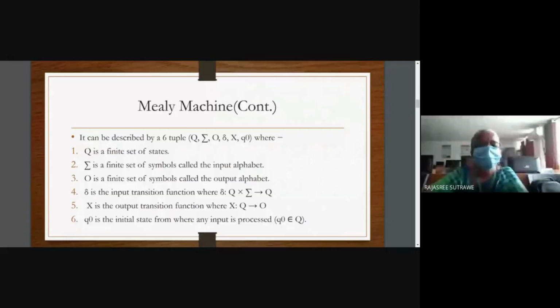Sigma. What we have in DFA and NFA, same thing for Q and sigma also. So sigma is a finite set of symbols, which is called the input alphabet.